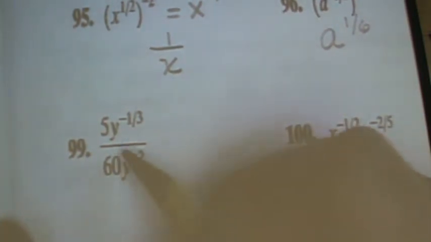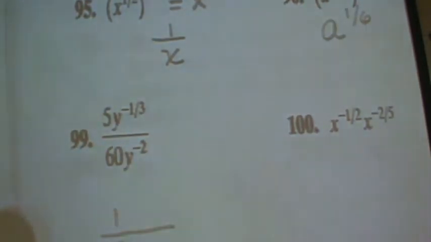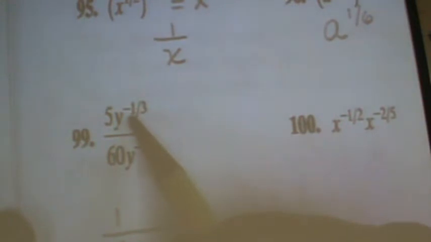Now for 99, you're going to reduce. 5 goes into 60 12 times. So this just reduces to 1/12. And now for this, these are both the same.